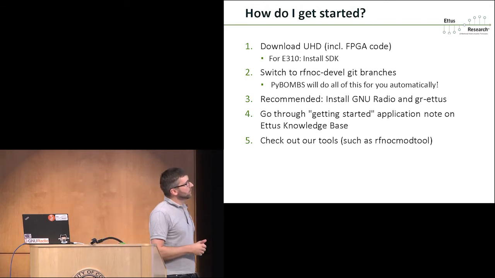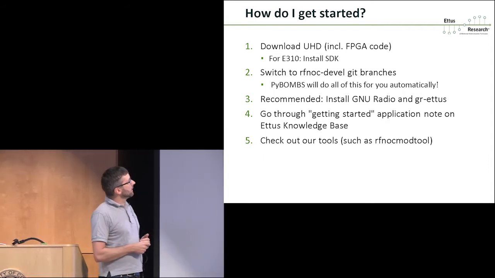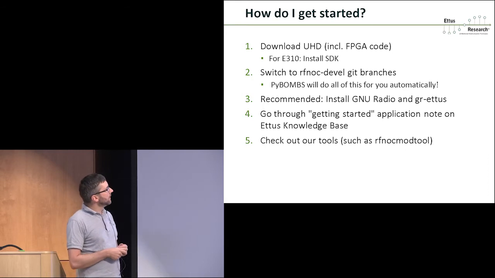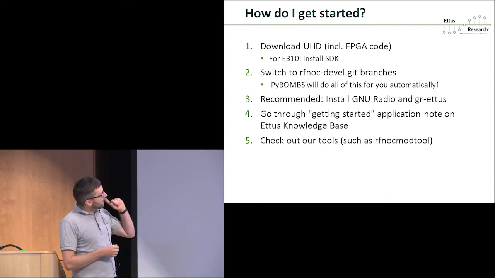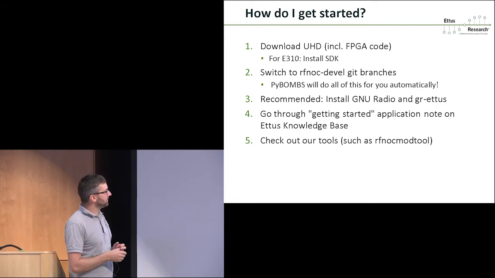Number one, you download UHD and the FPGA code. Now, currently, RFNoC lives on a feature branch called RFNoC-Devil, which you will have to check out. And once you build that, you will have all the RFNoC features available. Little hint, if you use PyBombs, it'll do that for you, even if you're doing it for the E310 and you need some embedded support.